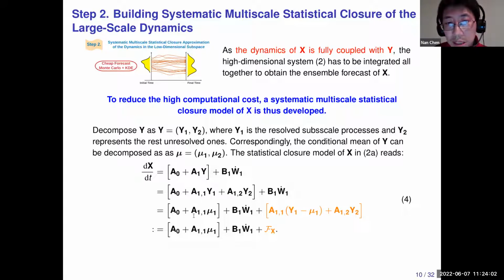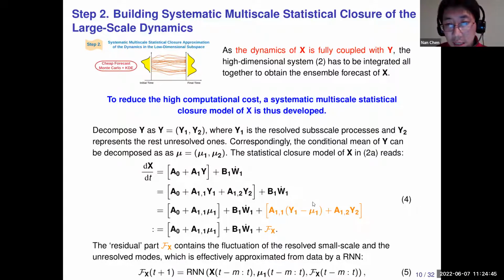So we keep this mean explicitly here, and we keep this noise. However, we put the fluctuation part of the resolved modes and the entire unresolved modes as this residual part. And this a0 is a function of x, which is the largest scale variable. Mu1 is a conditional mean of the largest scale of the resolved subscale modes. So these are usually something we can resolve or observe. But this entire thing will be something that lies in a much faster time scale or something that is unresolved. So we treat that as fx, which is a closure we will build.